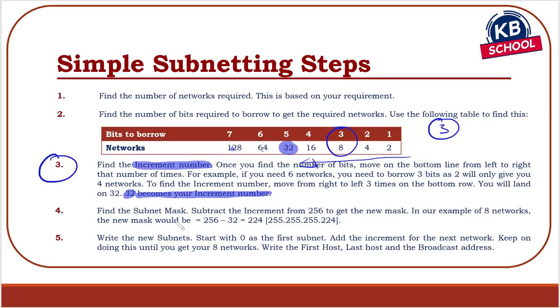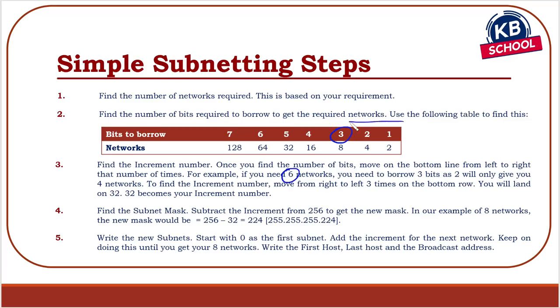Don't worry about it. I will explain what the increment number is, but just for my sake, figure out what the increment number is. And how do I figure out what the increment number is going to be? You first figure out the number of bits that you need to borrow. In our example, I needed to get 6 networks, so I needed to borrow 3 bits. If I need to borrow 3 bits, I figured that out going from right to left. Now you need to figure out, based on the bits that you need to borrow, what the increment number is, but you move from left to right 3 times. 1, 2, and 3, you land on 32. That becomes your increment number.